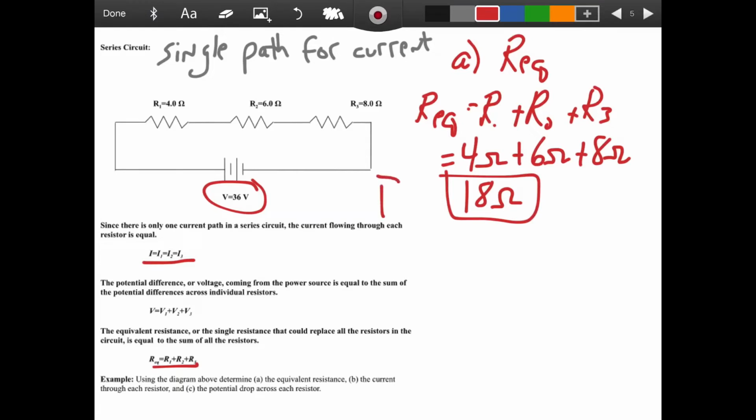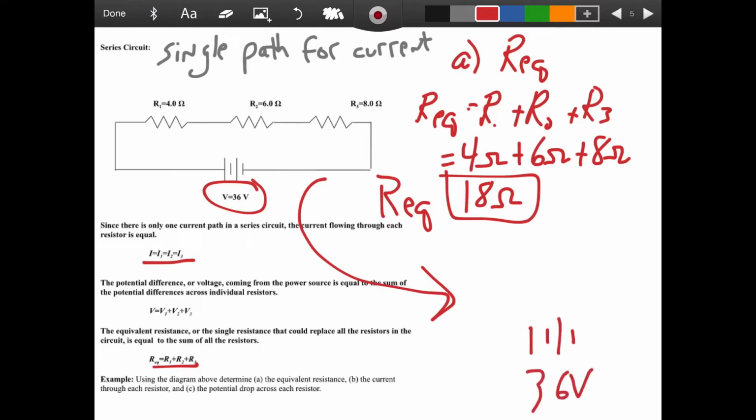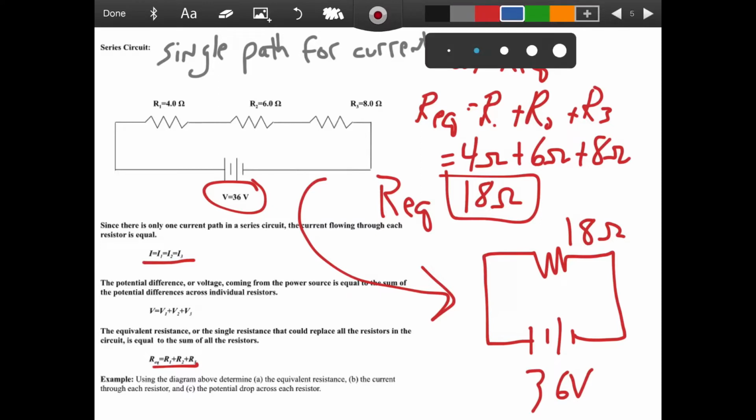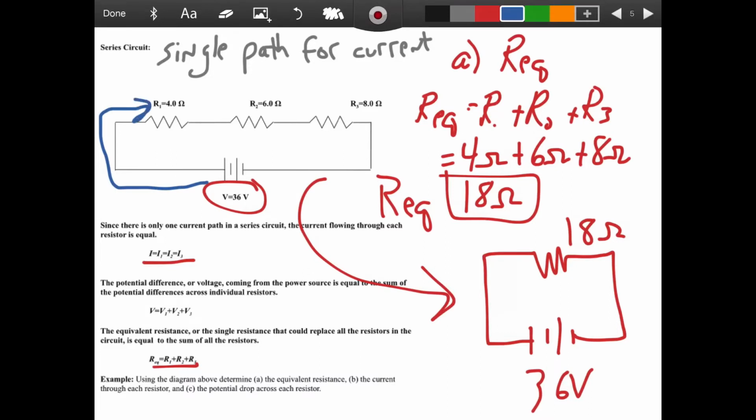And that's our Req. Now what that means, if we redraw this circuit, if we had a circuit that looked like this, draw my battery, it's 36 volts. If this resistor had a value of 18 ohms, it would act the same as this circuit. And again, just want to point out that we know this is a series circuit because if current flows, there's only one path for current to take.